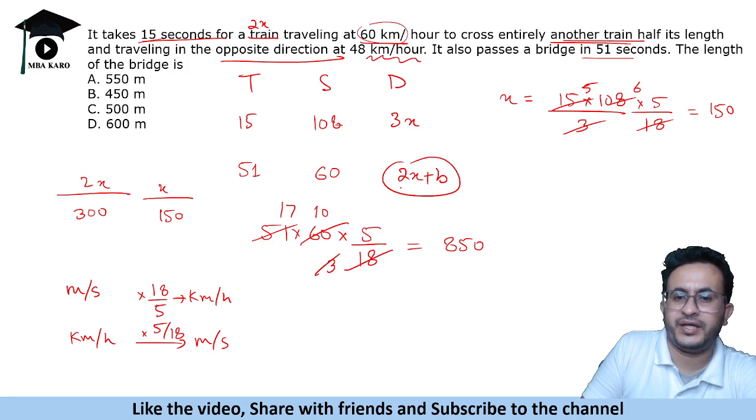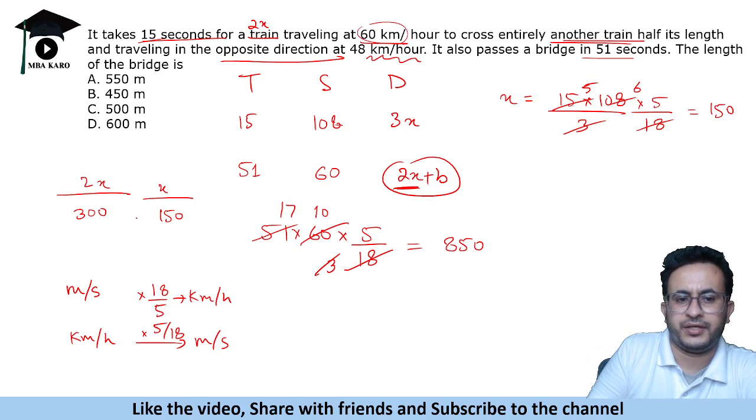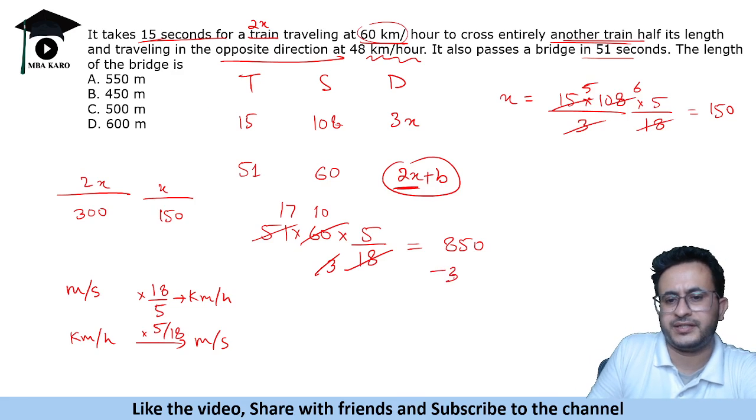850 is twice the length of the train because 2x is the length of this train plus b. So 2x is 300. So we will subtract 300 and get the length as 550 meters.